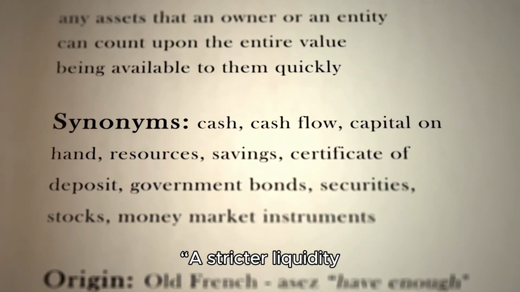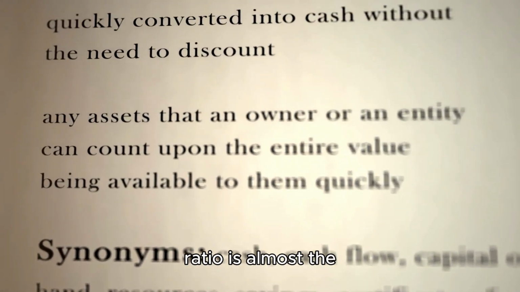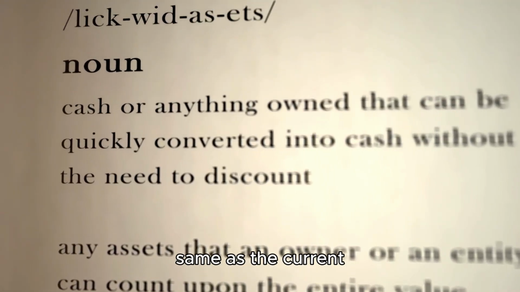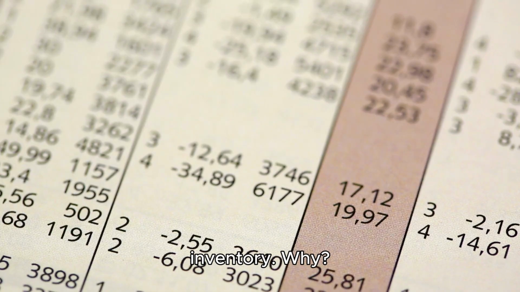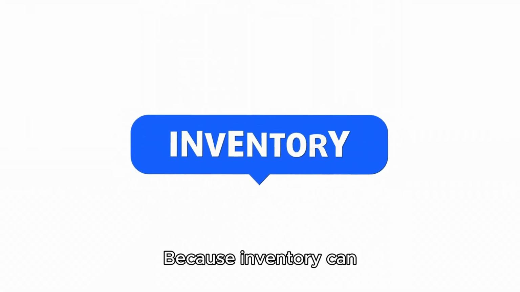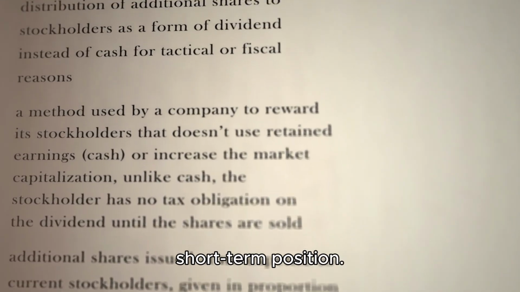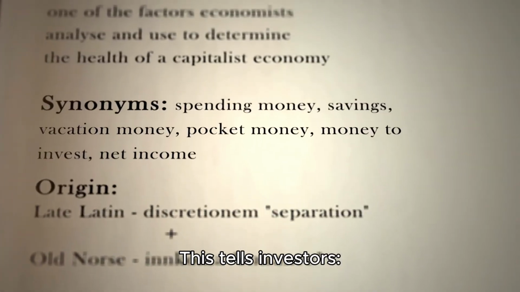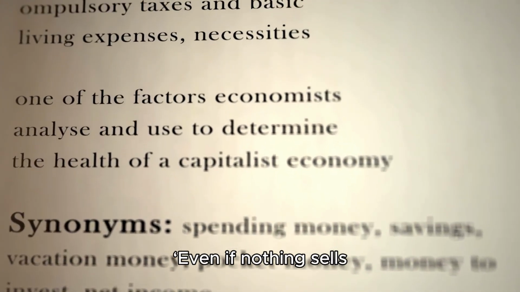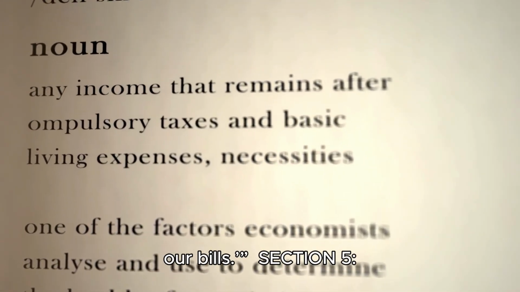2. Quick ratio, also called the acid test. A stricter liquidity check. The quick ratio is almost the same as the current ratio, but it excludes inventory. Why? Because inventory can take time to sell. Meaning, if the quick ratio is above 1, the company is in a strong short-term position. This tells investors, even if nothing sells tomorrow, we can still pay our bills.